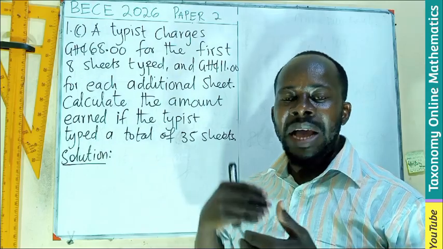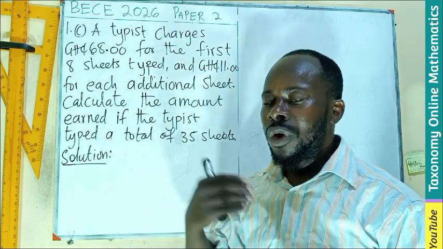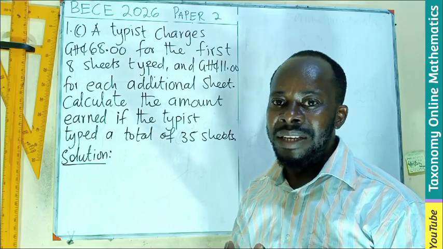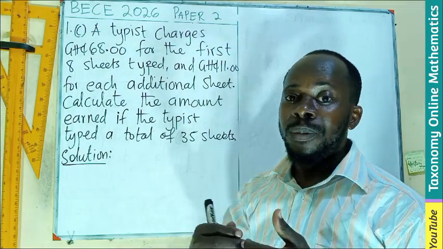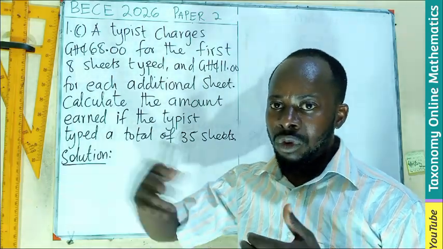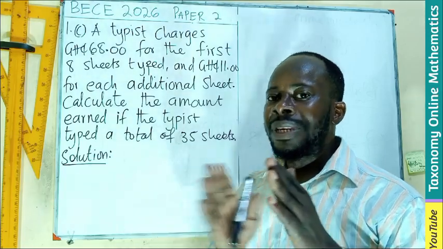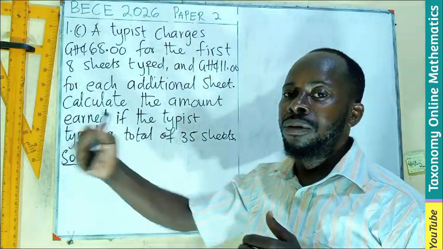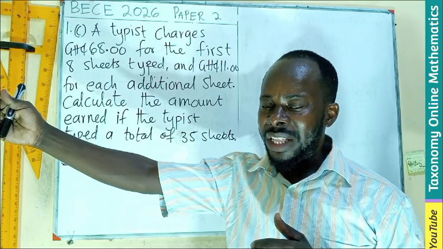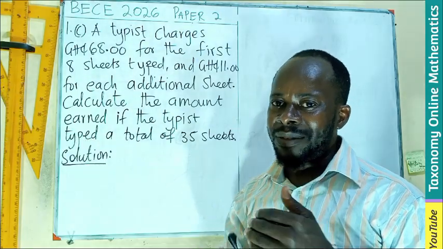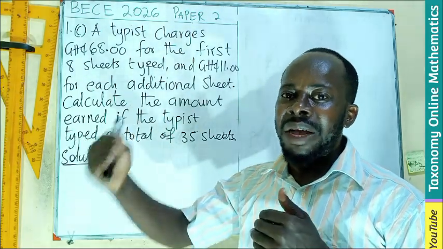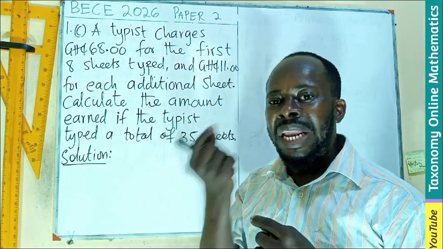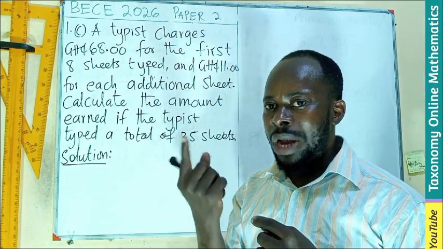So it means that before you can type and get the 68 cedis, you need to type 8 of them. Typing all the 8 gives you the amount of 68. Now, I am typing beyond the 8 pieces. So after typing the 8, any other additional sheet I type attracts an amount of 11 cedis. So 1, 11.